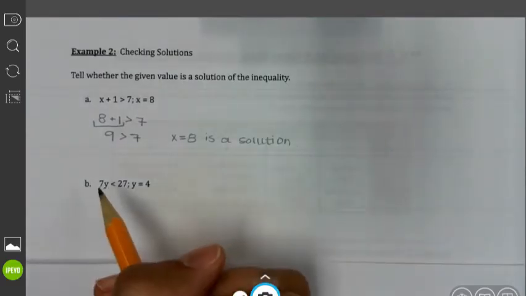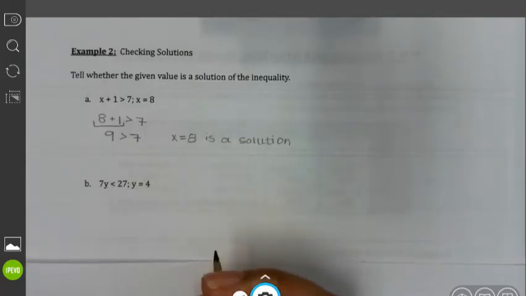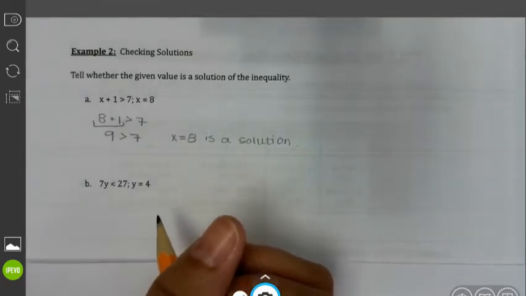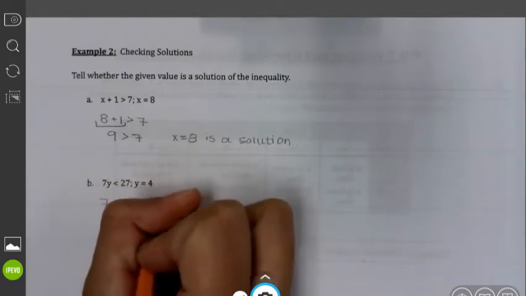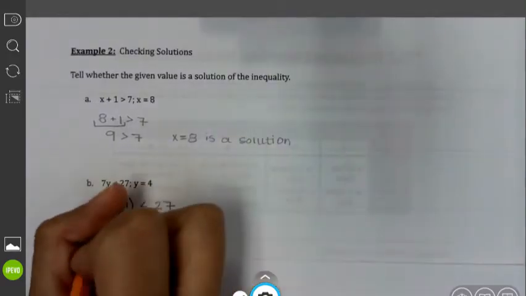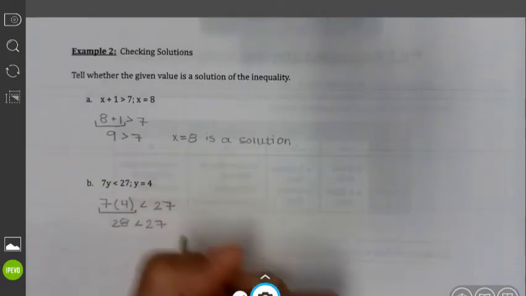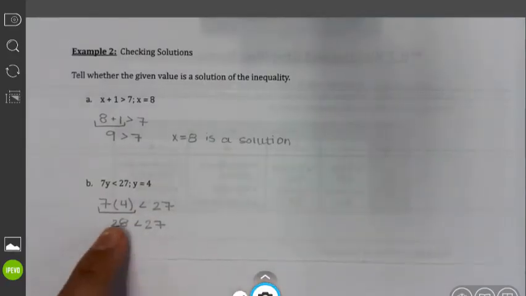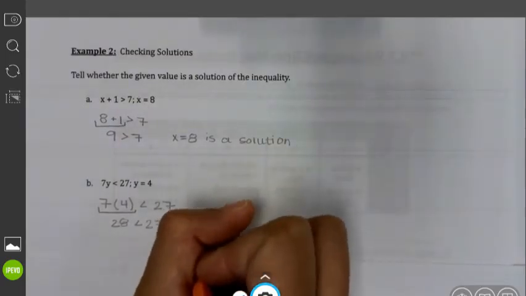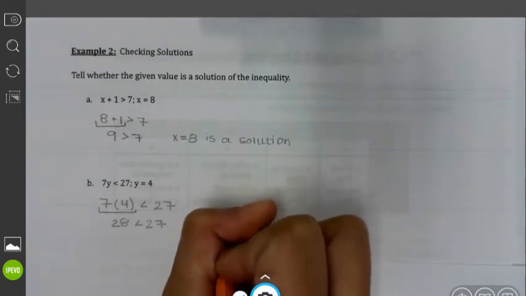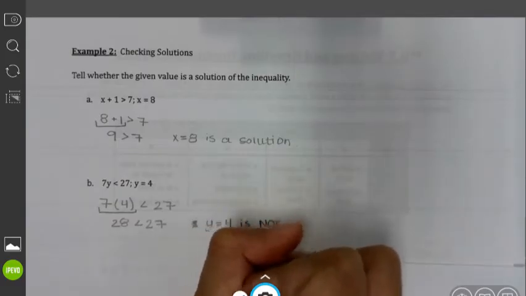Now in the next one, 7y, 7 times y, is less than 27. So we're going to plug in y equals 4. Remember to put parentheses around when you have multiplication like this. We're going to simplify this and we need to check if it's true. Is 28 less than 27? No. So y equals 4 is not a solution.